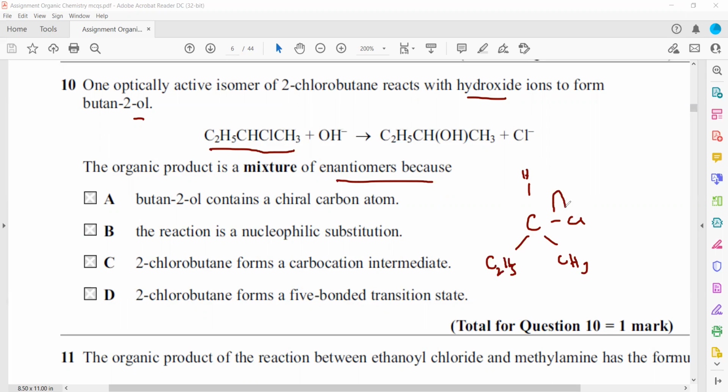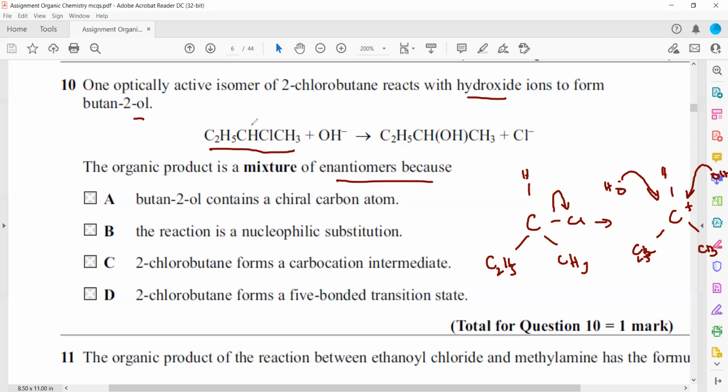So first the bond breaks, and chlorine takes the electron pair. As a result, it forms a carbocation, a carbon positive ion. And on this carbocation, with C2H5 and CH3, the attacking nucleophile, the OH group, can attack from the left-hand side, or with equal possibility it can attack from the right-hand side. Because both possibilities are there, the carbocation formed as the intermediate can result in the formation of both products.